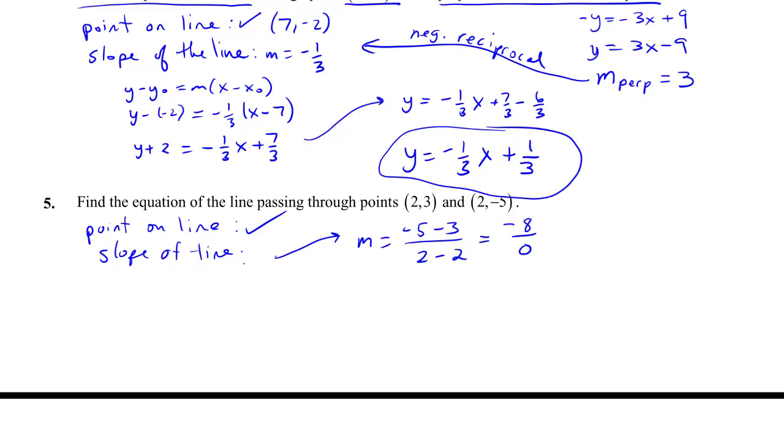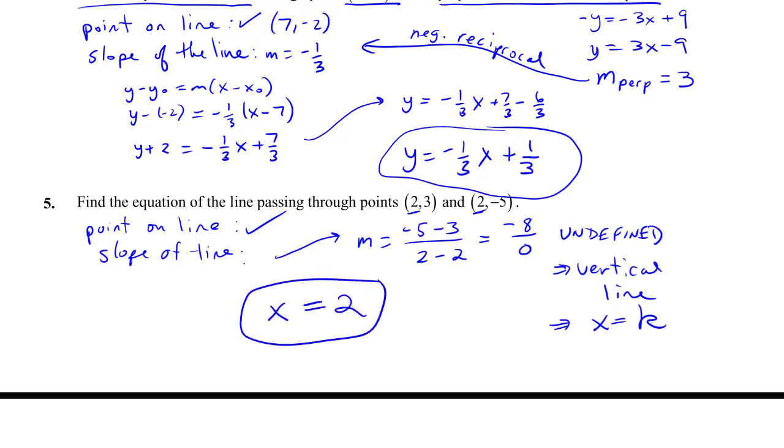Okay, now I have a problem. I get 0 in the denominator here. Well, that's undefined. Oh, an undefined slope means I have a vertical line. A vertical line means it's x = some constant k. So x is always the same number. Now, if we look back, we see, yes, x was 2 in both cases. So x = 2 is the equation of this line.